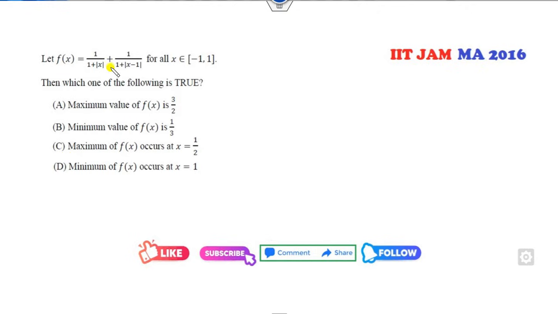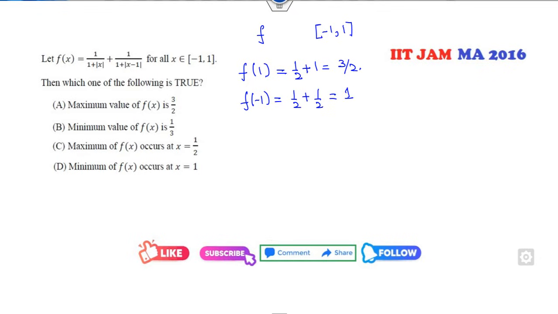Okay, look at this one. A function is defined on the closed interval -1 to 1. The maximum value occurs at where? I can first find f of -1 and f of 1. What is f of 1? It is half plus 1, 3/2. What is f of -1? Again it is 1/2 plus 1, it is 3/2. Now the point half is also given. So what is f of half? It is 2/3, plus this half, it's 2/3.